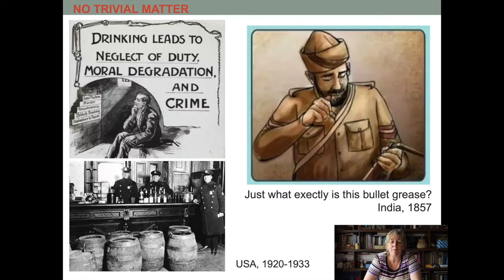For the soldiers who were Hinduists, they were afraid this might be beef fat, and cows are sacred for Hindus, so they wouldn't eat beef. They wouldn't even want to touch beef fat with their lips. Many of the soldiers were also Muslim, and they were afraid this was pork fat. And of course, pork is not halal.